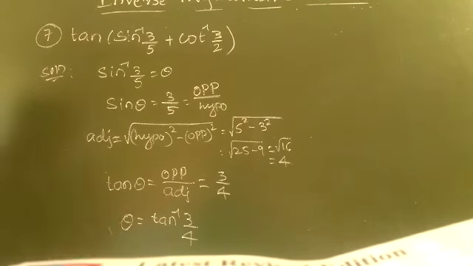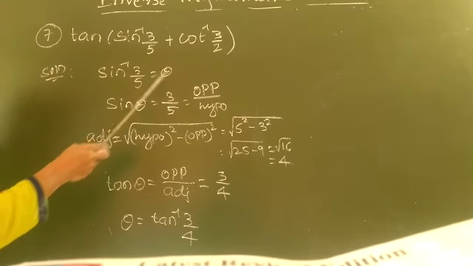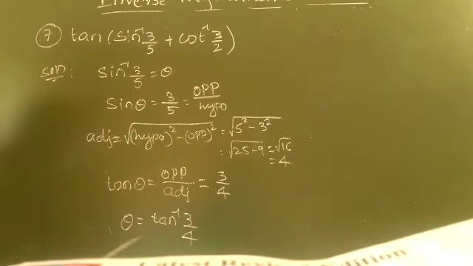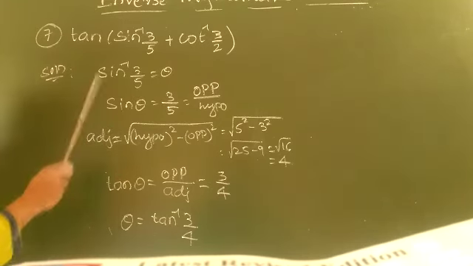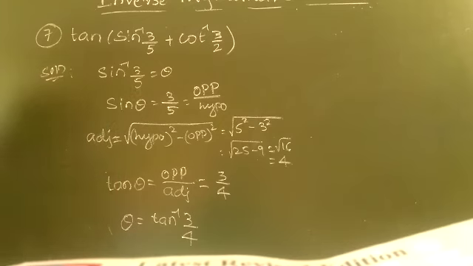But we need the theta value. Theta is kept as it is. Transferring tan to this side, it becomes tan inverse 3 by 4. Sine inverse 3 by 5 is equal to theta, and theta value is tan inverse 3 by 4. Means sine inverse 3 by 5 is equal to tan inverse 3 by 4. So sine inverse 3 by 5, converted in the form of tan inverse, we get tan inverse 3 by 4.